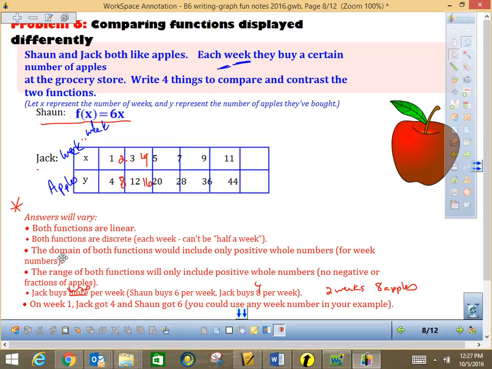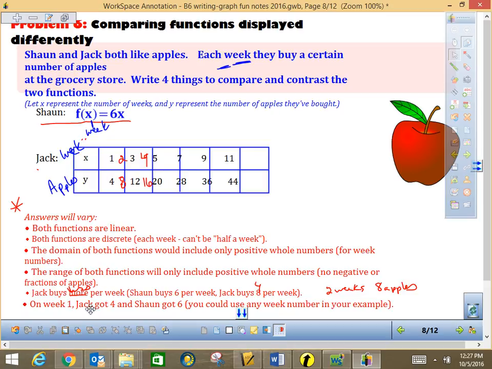So it says both functions are going to be discrete. We can't get a half a week. We're just looking at, in a week, we buy 8 apples, or in this case Sean gets 6. So our domain of both functions is going to be whole numbers. The range, again, is going to be whole numbers, greater than or equal to 0 in this case. We aren't going to have any fractions or decimals.